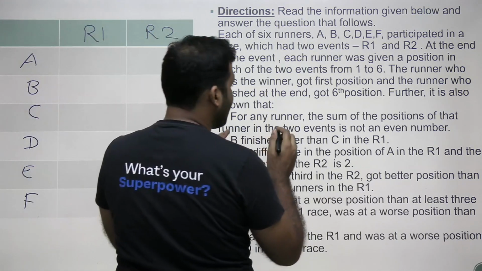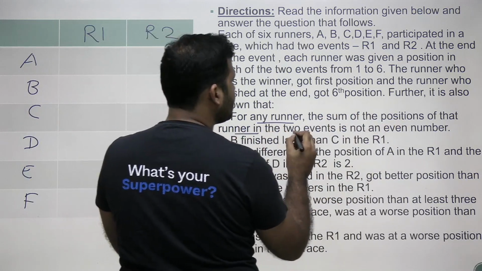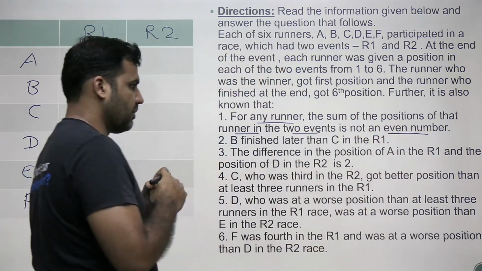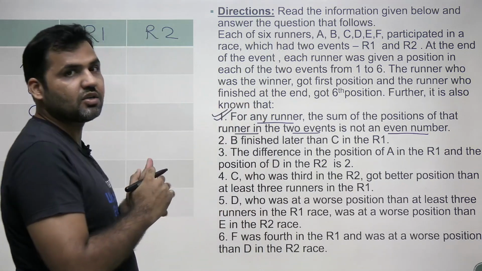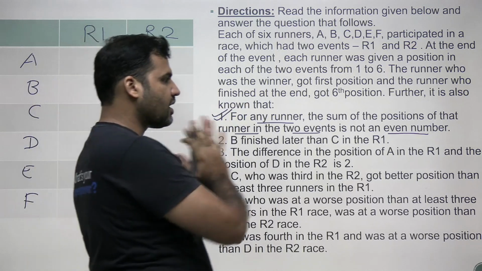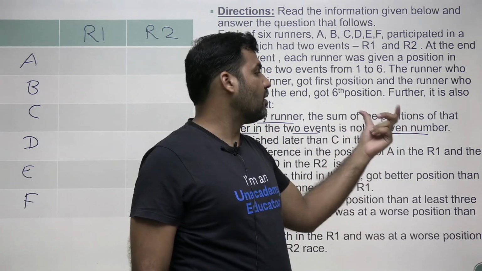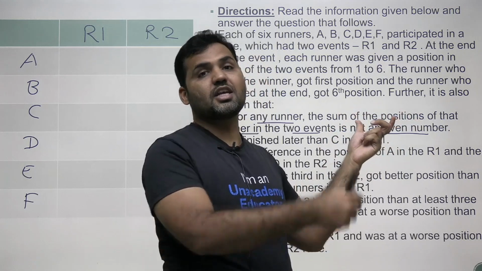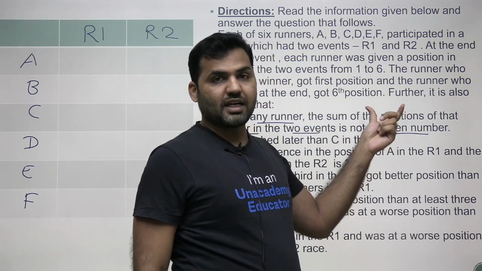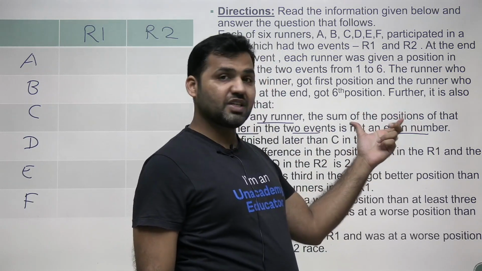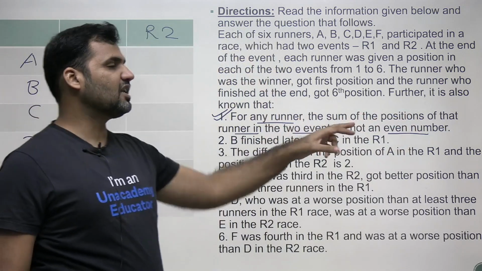It is also known that for any runner, the sum of the position of that runner in the 2 events is not an even number. Now, that's a very, very important information that you need to interpret. You just don't read it and move forward. You need to understand how it makes sense, how this information is related to the table that we are trying to fill. What information can you infer from this statement that the summation of both of these 2 ranks should not be an even number?